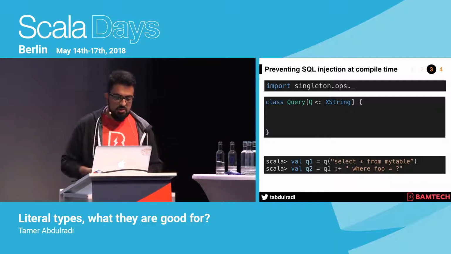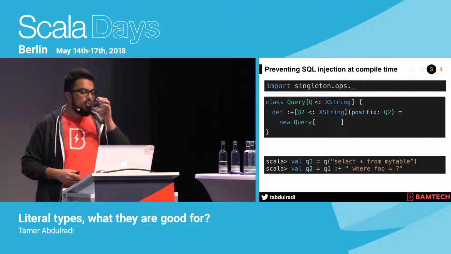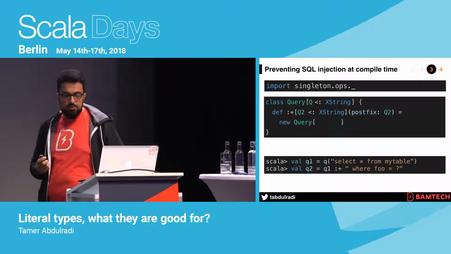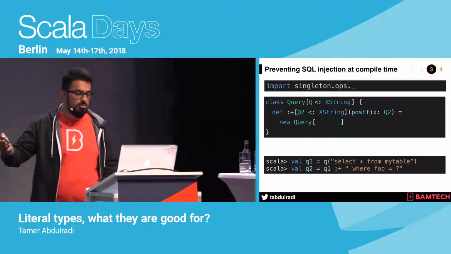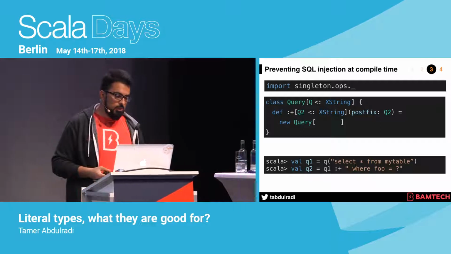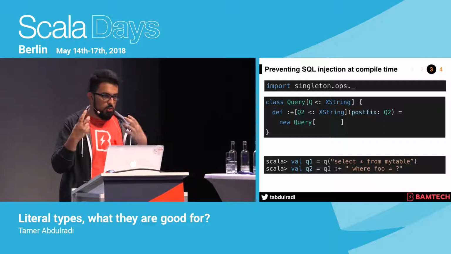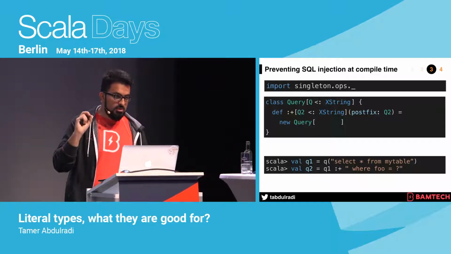So let's define this colon plus method. The method accepts another type parameter, q2, that has to be a literal string as well. Then the output somehow should be the concatenation of those two types. So singleton ops allows you to write this.